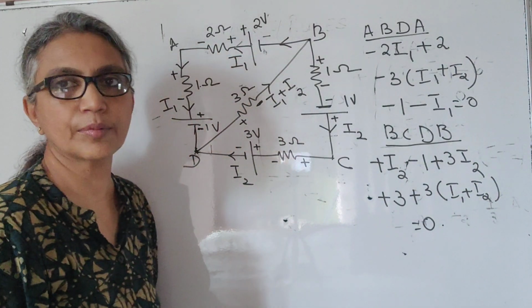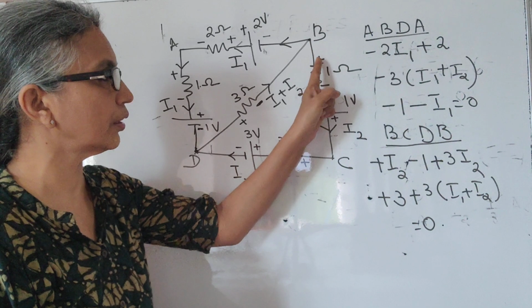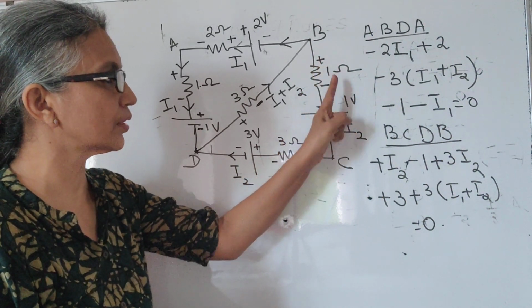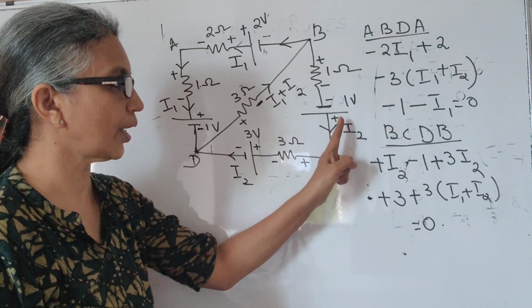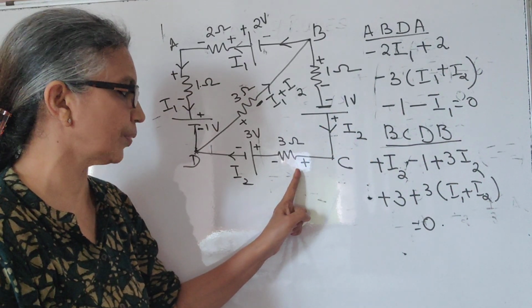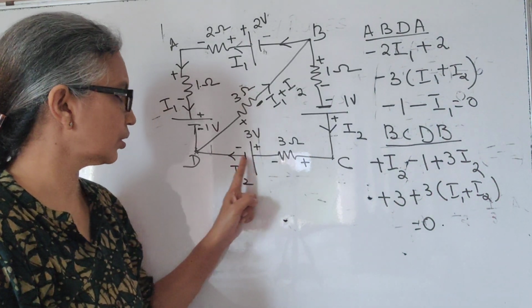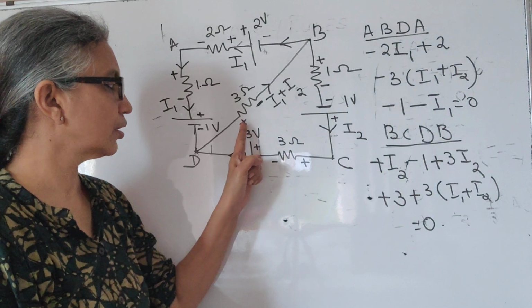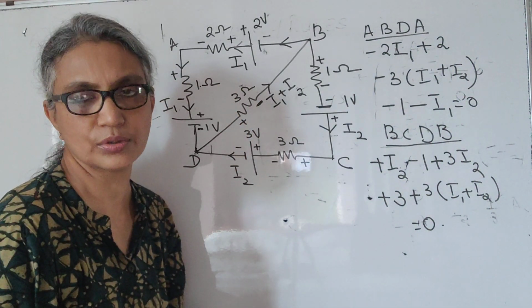The algebraic sum of the potential drops should be 0. So let's check once more. I started from here, entering through the positive. So plus 1 into I2 is I2. Then minus 1. Then when I reached here, plus 3 into I2 because the current in this branch is I2. Then plus 3 volt. Then I go back like this. So this is plus 3 into I1 plus I2 must be equal to 0.